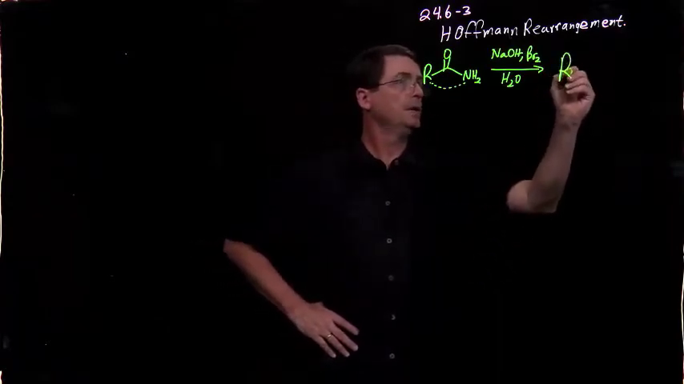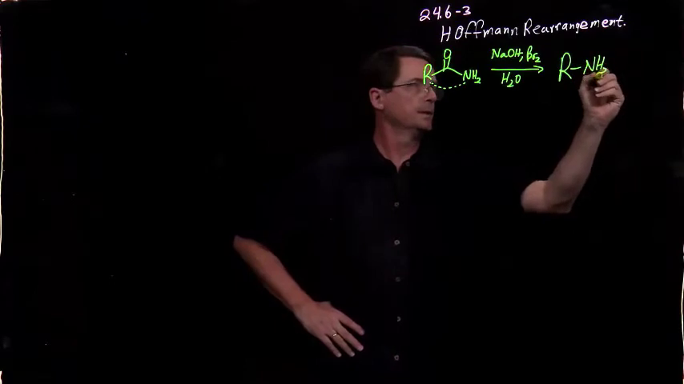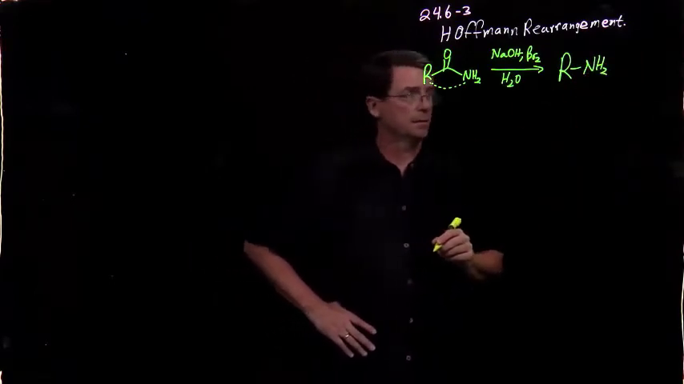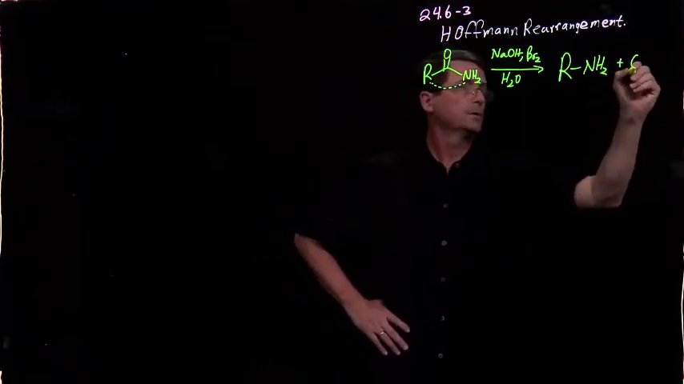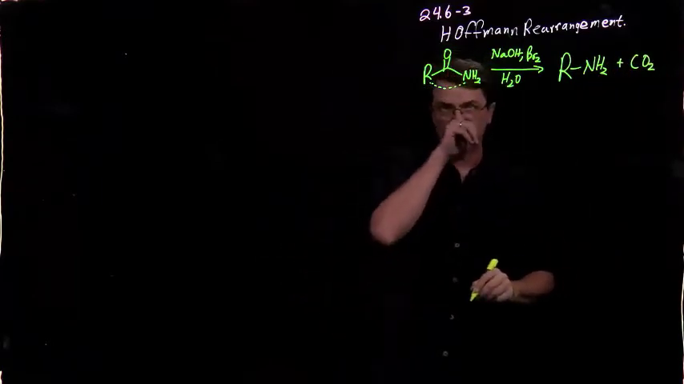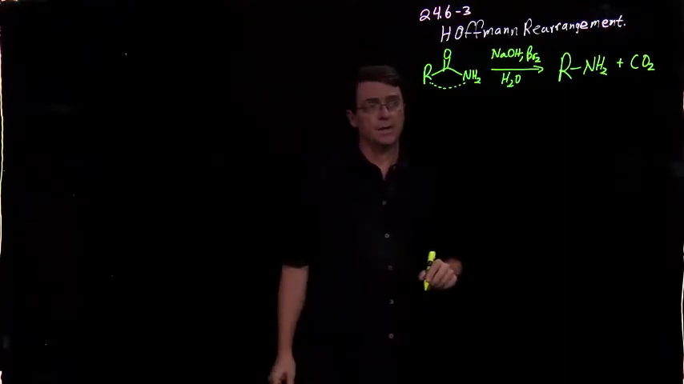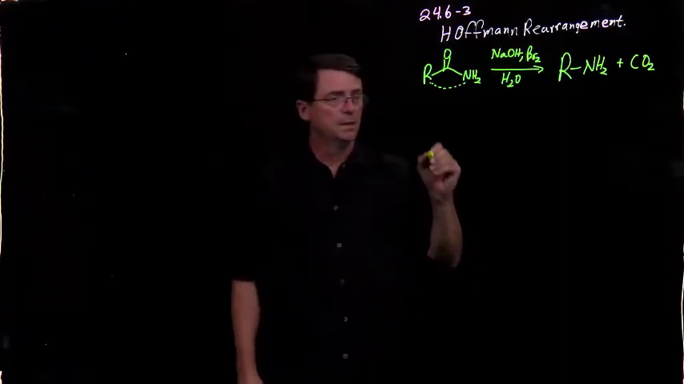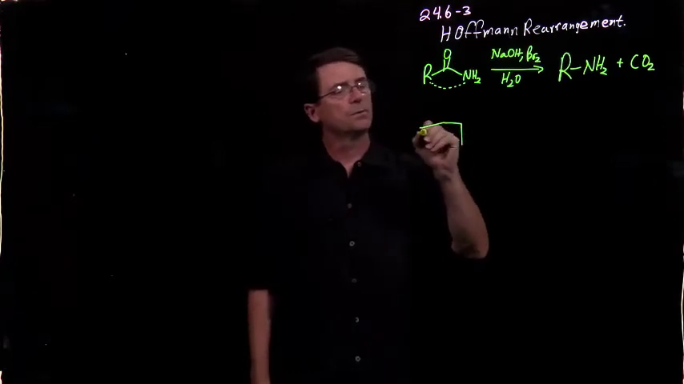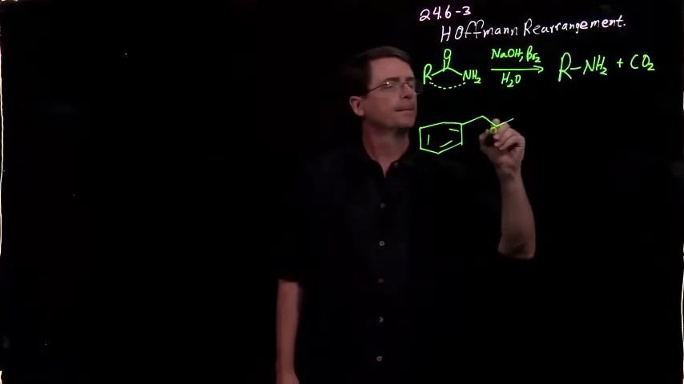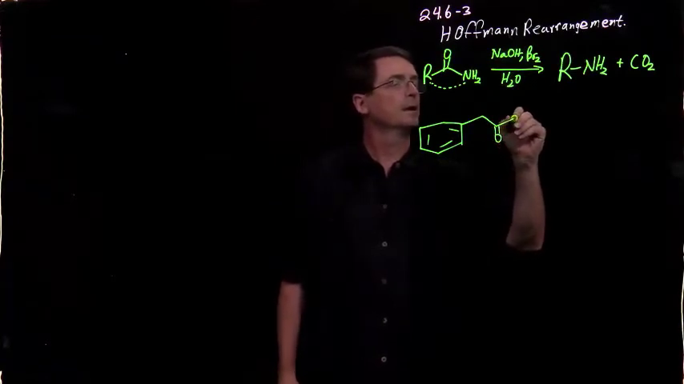So our amine product here, which is what we're interested in this chapter, is the primary amine, and of course we end up with CO2. We can make all sorts of amines with this, both alkyl and aryl. So let's just take as a simple example here this phenylacetamide.